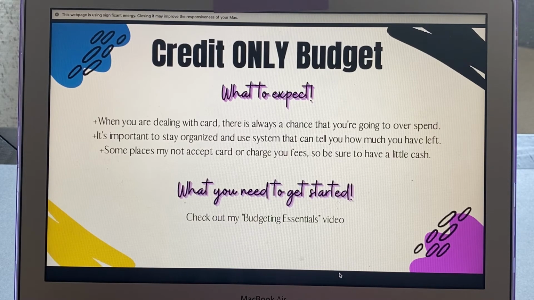Another thing, like I already stated, sometimes card can be inconvenient. There are some places like the gas station by my house, they do charge a fee for debit. So sometimes it's like, ugh, why do I have to pay 50 cents to pay for this service? Like, come on now. But you also have to be mindful these businesses have a lot of fees they have to cover, and sometimes they do put that on the consumer. So it's okay to have a little bit of cash for those times where you don't want to be charged those extra fees.